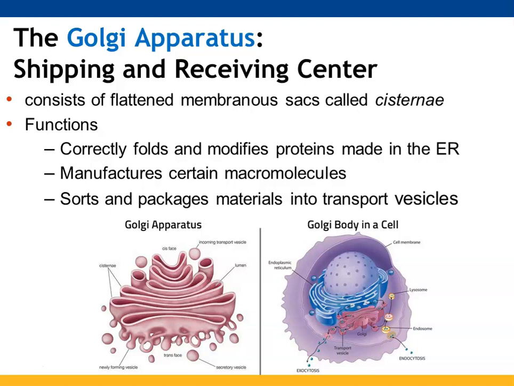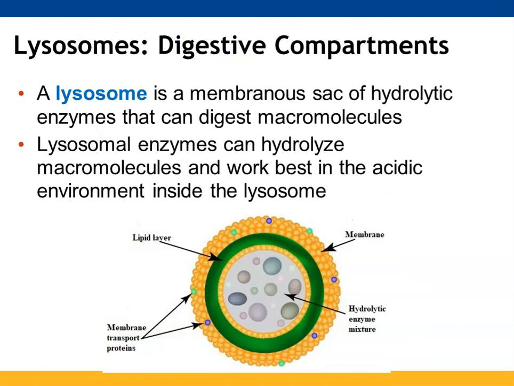They are able to fold and modify proteins that are made through the ER. They can make some macromolecules, and they're able to act as a postal office. They're able to sort and package materials so they can go where they need to be headed. There are tags on them to help to identify them.